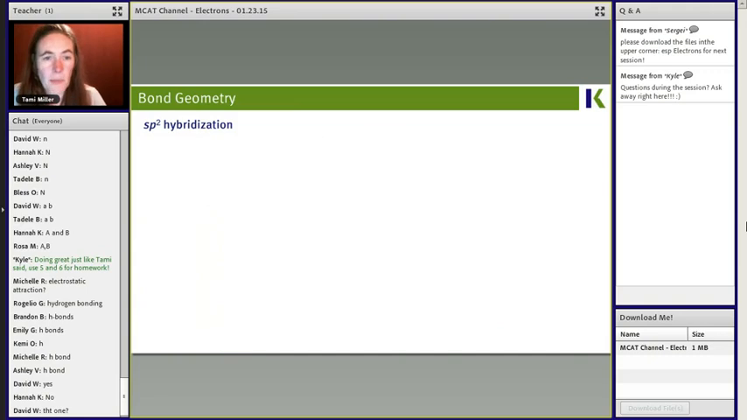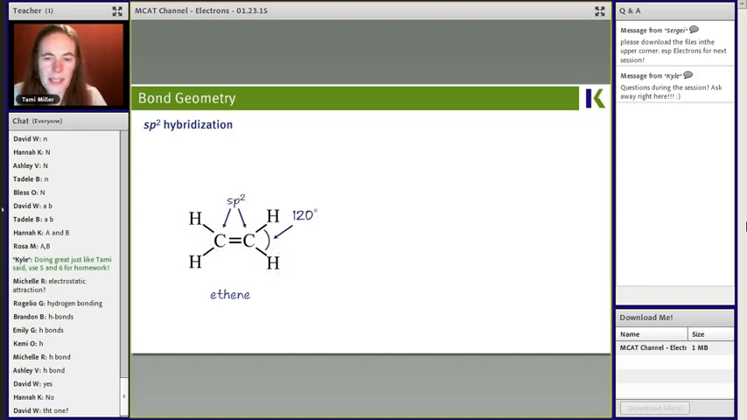sp2 hybridization is where we have a pi bond. So when we look at it, we've got that pi bond. A double or triple bond is going to include a pi bond. So both of our carbons in here are sp2 hybridized.